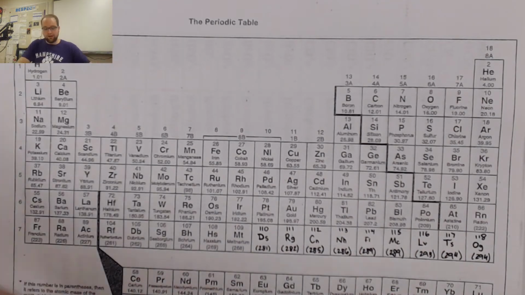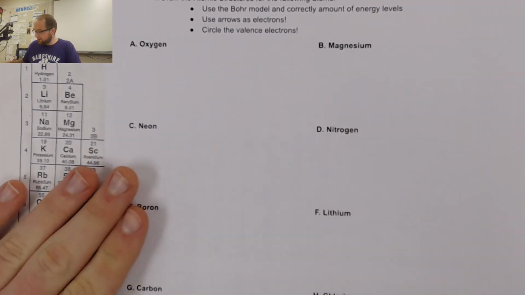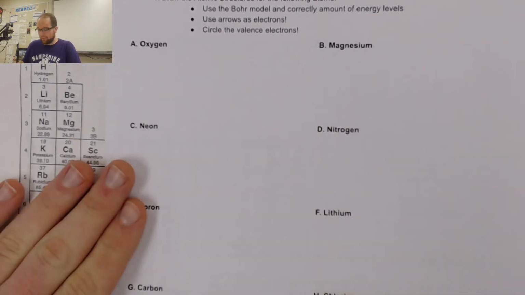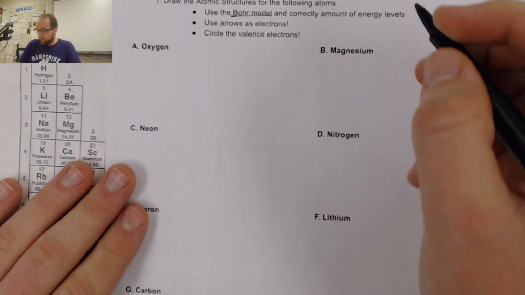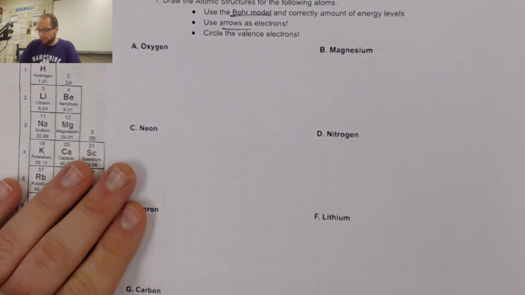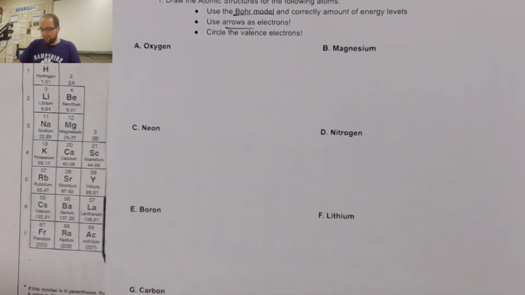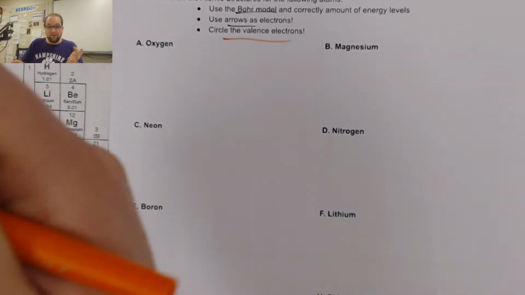We're going to look at and draw 8 atoms together. Okay, we're not going to do all of them here in this video, but we're going to start with an example like oxygen. Okay, we need to do a few things here. We are going to be using the Bohr model to represent our energy levels. We're going to use our arrows, kind of like our orbital diagrams. And lastly, we're going to be circling those valence electrons. So let's get into this.